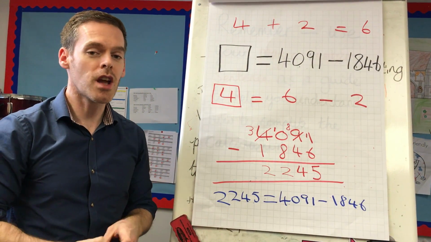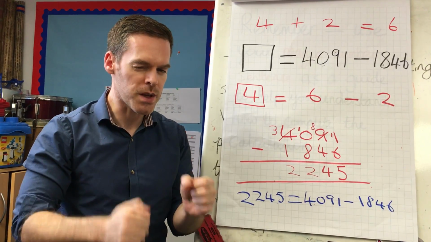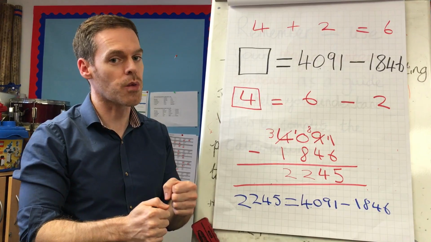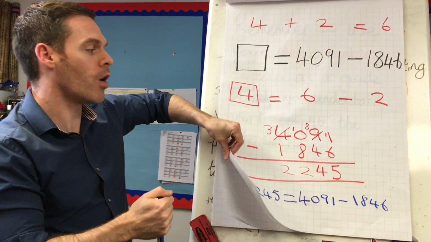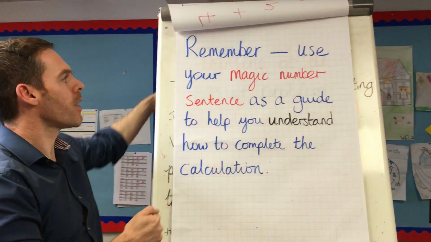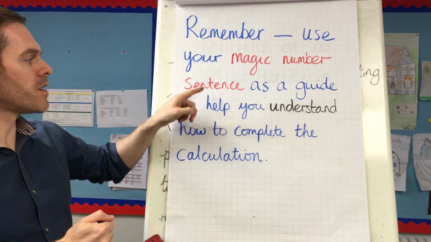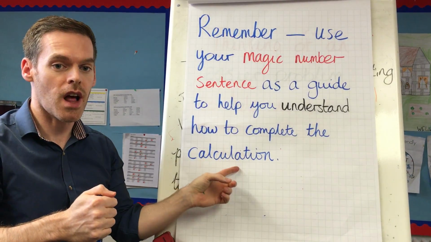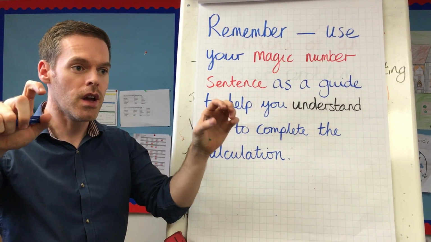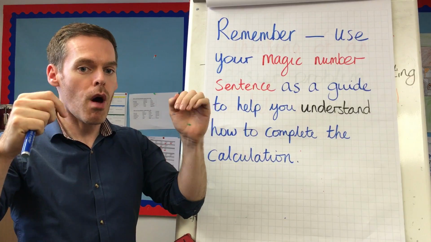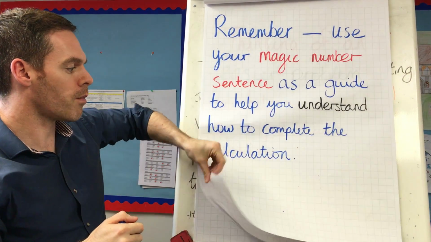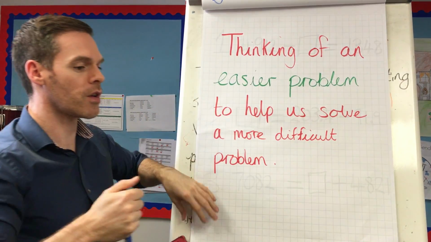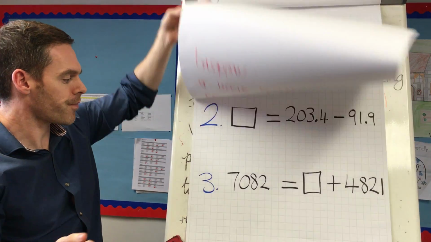Okay, brilliant. Now we've been doing this in class this week, and we struggled on Monday and Tuesday. We were getting the hang of it on Wednesday, and we were pretty confident on it today, so well done. But this is here to help you remember. So let's just recap. Remember, use your magic number sentence as a guide to help you understand how to complete the more difficult calculation. That's what you're using it for. It's to use an easier problem to help you figure out what to do with that more difficult problem. Thinking of an easier problem to help you solve a more difficult problem. That's why we use it.